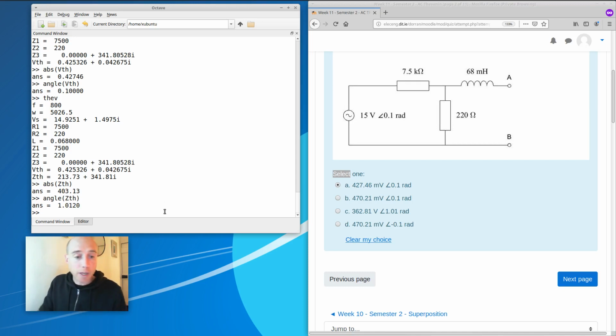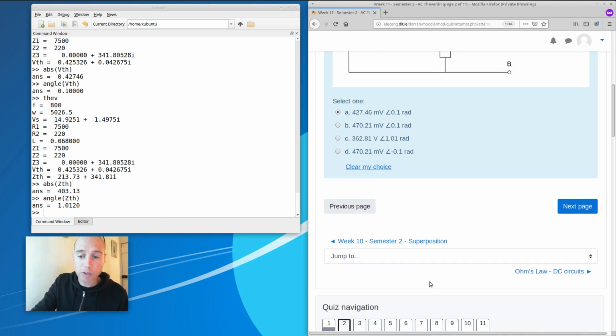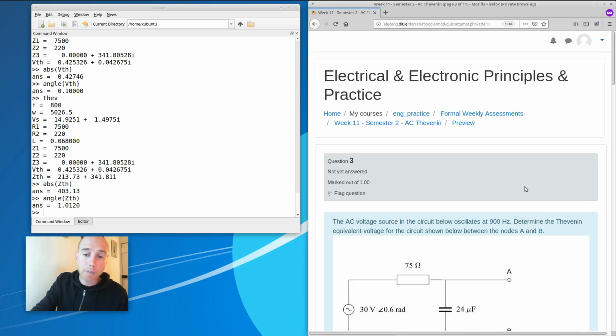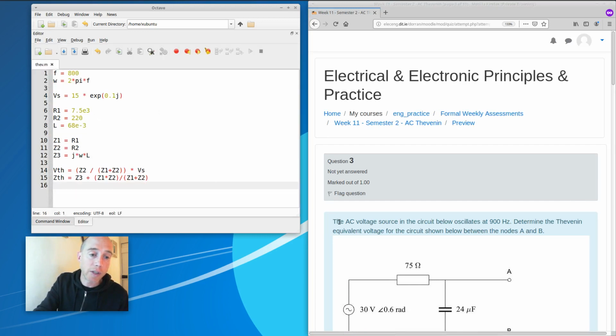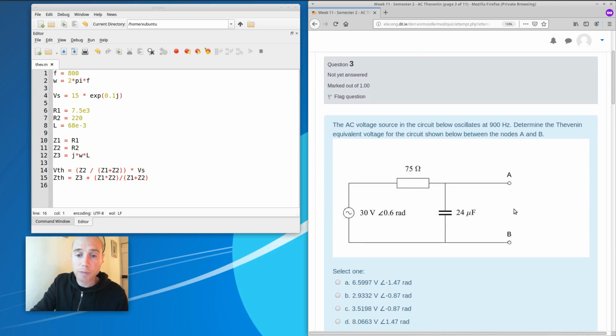So I'll just do one last question here. What are we on there? That was question 2. We'll just take a look at question 3 here. And we'll see how quick it is. Once we have a file prepared for one of these, we'll see how quick it is to adapt it to a new question. So here's question 3.